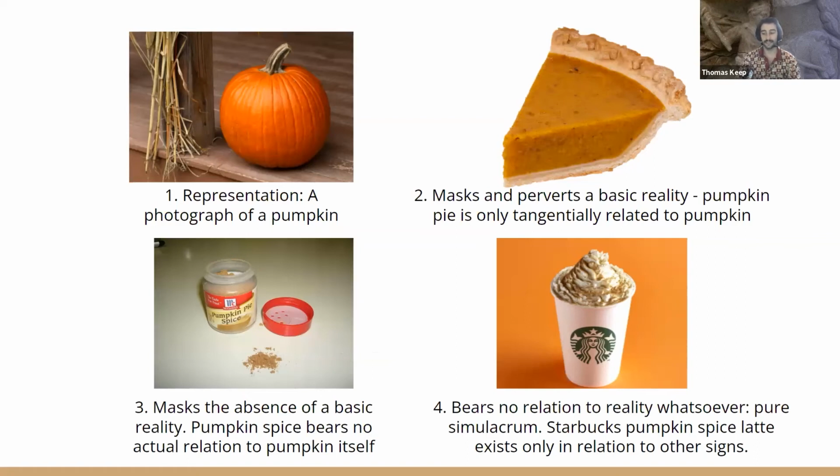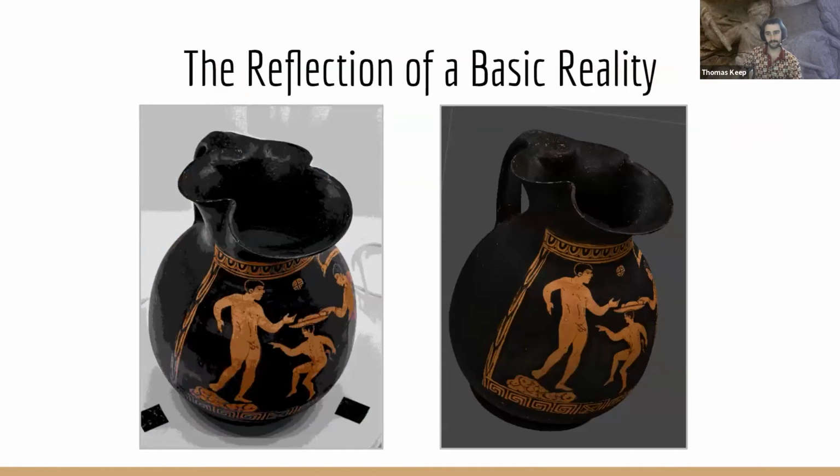Pumpkin spice masks the absence of reality. It has no relationship to pumpkin whatsoever. And then the pumpkin spice latte, there's no relation to reality whatsoever. It is pure simulacrum. Skip over to this one. So at face value, photogrammetry represents the first tier of these series, which Baudrillard considers a good appearance. In effect, a simple representation, making no claim to replace the original, only to signify the existence of the real.